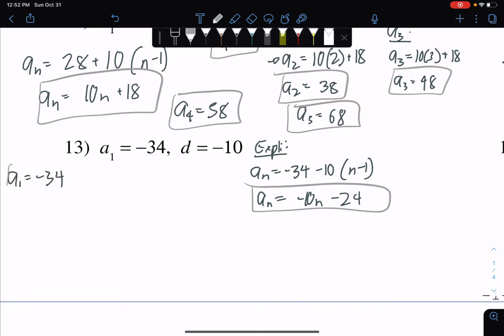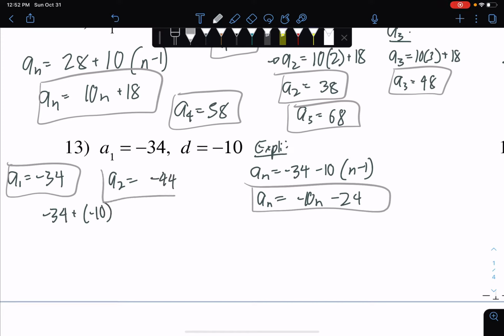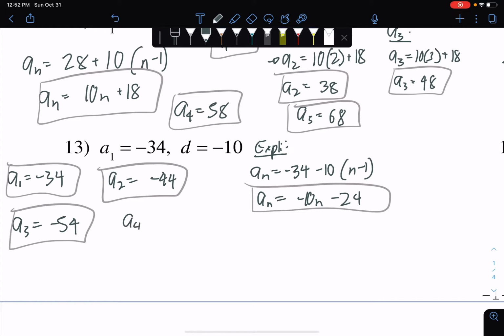a sub 1, we know the answer already. It's negative 34. To find a sub 2, we add negative 34 plus negative 10, we get negative 44. That is our a sub 2. For a sub 3, plus negative 10, so negative 44 plus negative 10, we get negative 54. For a sub 4, negative 54 plus another negative 10, we get negative 64. And for a sub 5, you could already guess the answer. It is negative 74.